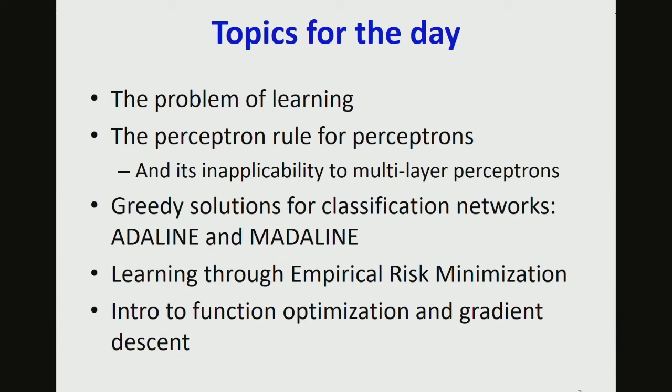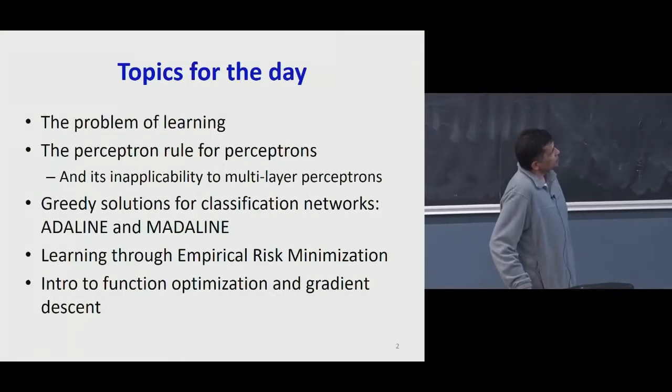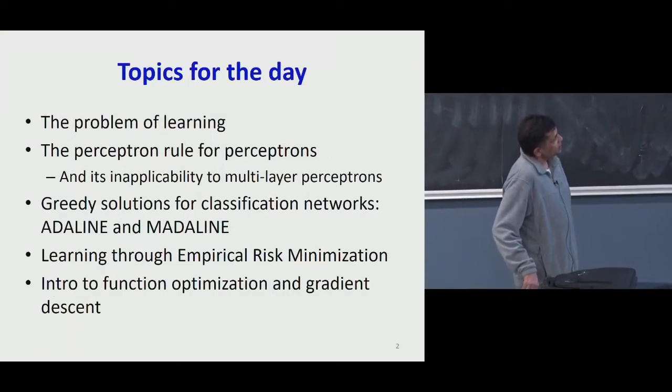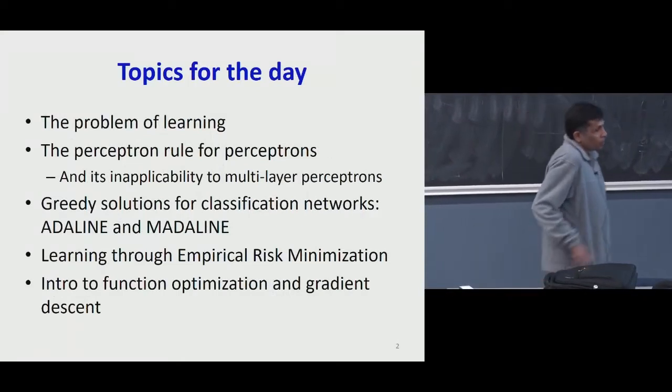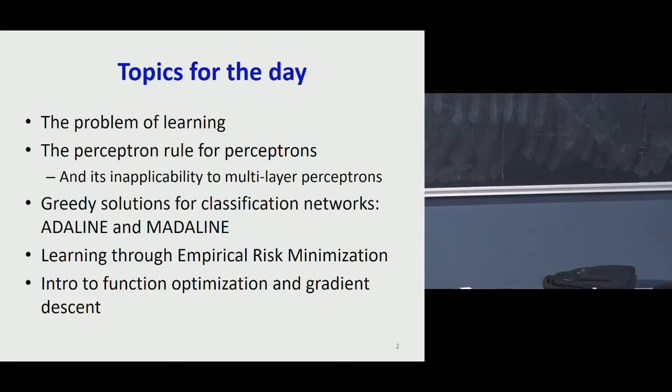Topics for the day. We're going to talk about the problem of learning. For the next several lectures, 1, 2, 3, 4, 5 lectures, we are going to be talking generally about the problem of learning neural networks. For today, we're going to cover some basic mechanisms, the perceptron rule, its application to multilayer perceptrons.